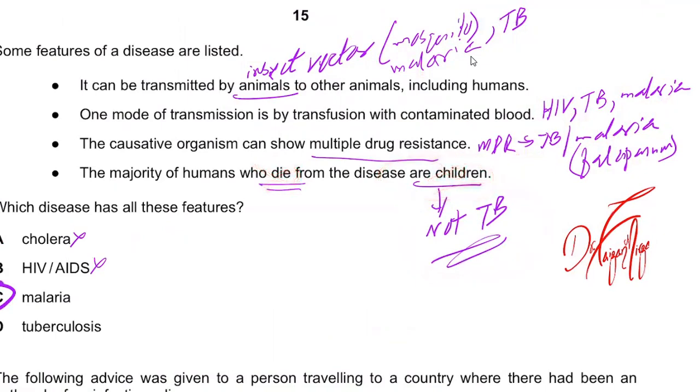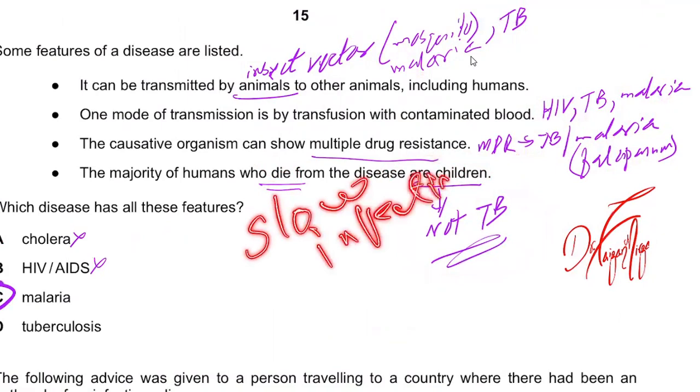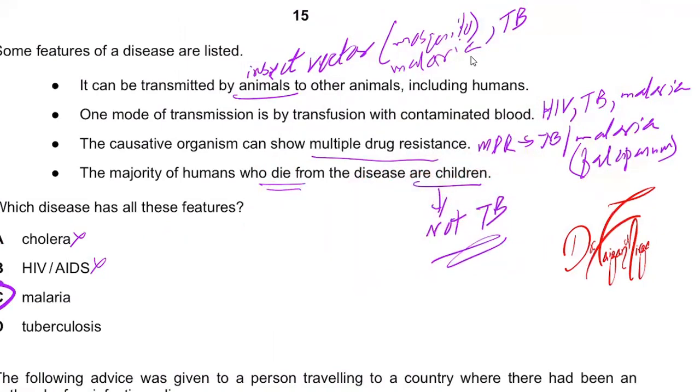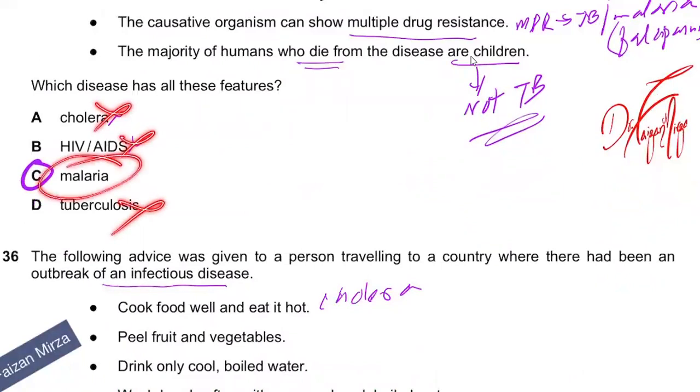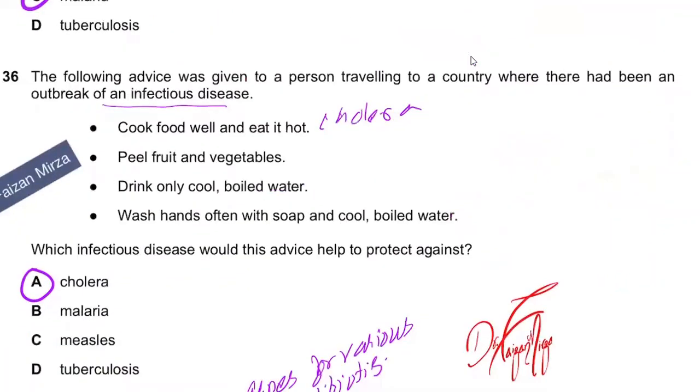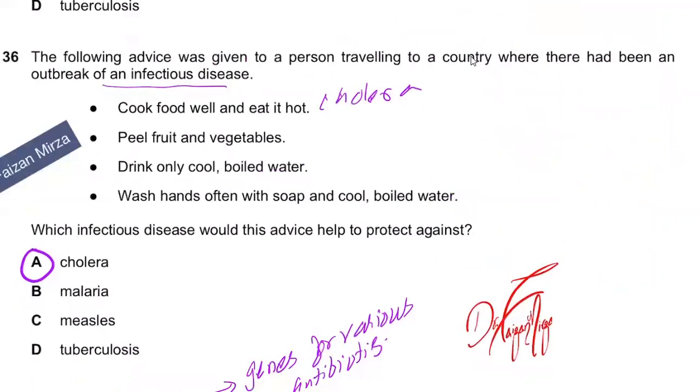TB is fatal, yes, but it will not kill children, because by the time the child actually dies from the disease, the child will be a grown up, because TB is a very slow infection. Yes, it is fatal if it's not treated properly, but this option is wrong. And with this, if we arrive at the answer, we know cholera, HIV, tuberculosis cannot be our answer. Answer will be malaria.